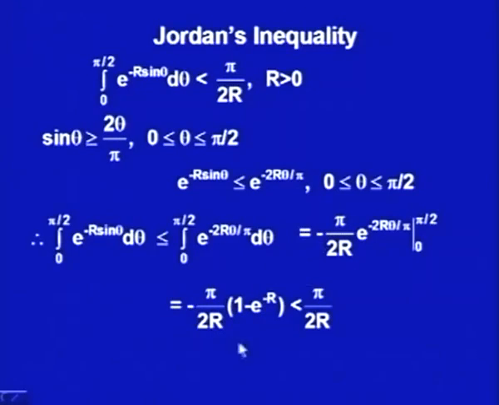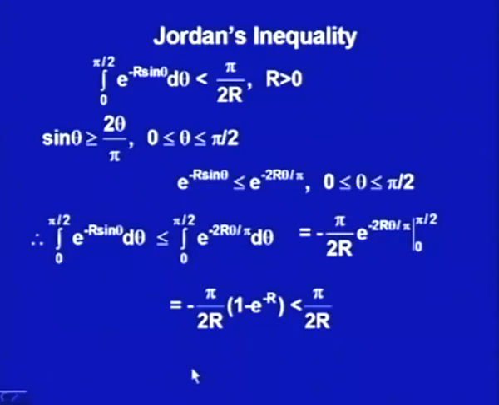This minus sign will not be here. So this is pi upon 2 r times 1 minus e to the power minus r, where e to the power minus r is a number smaller than 1. So you are subtracting some positive number from a positive number, and certainly it would be less than pi upon 2 r. So we have shown Jordan's inequality: the integral from 0 to pi by 2 of e to the power minus r sin theta d theta is less than pi by 2 r.